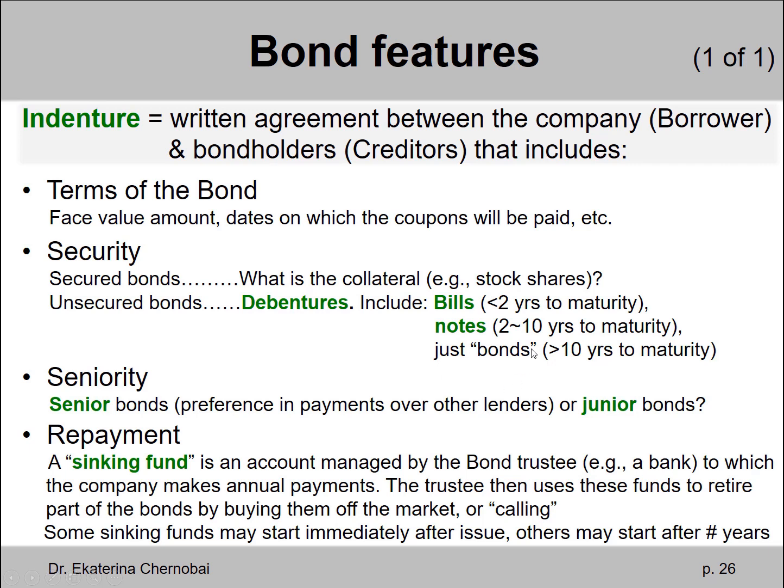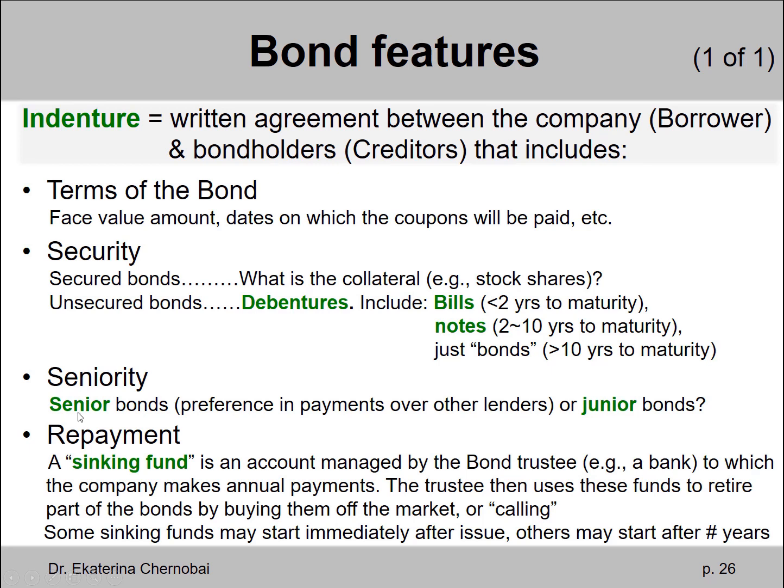And anything with longer than 10 years to maturity is just bonds. But all of this combined is also called bonds. Another thing that could be included in the indenture is the type of seniority on these bonds.